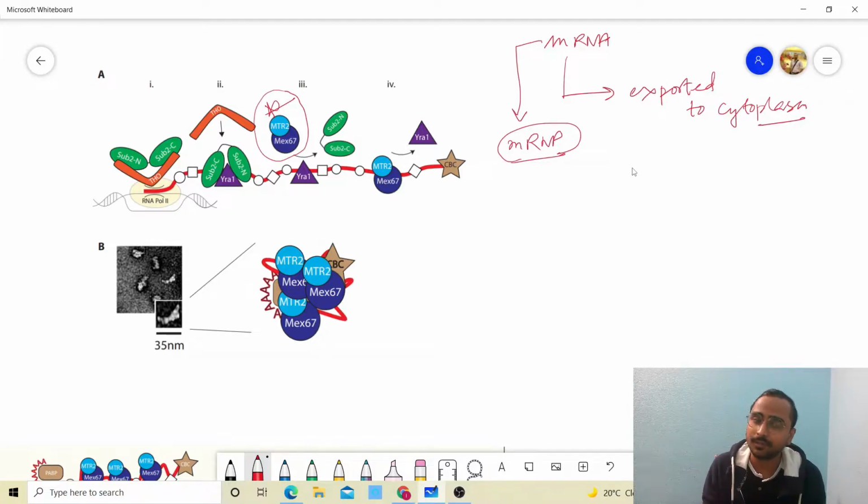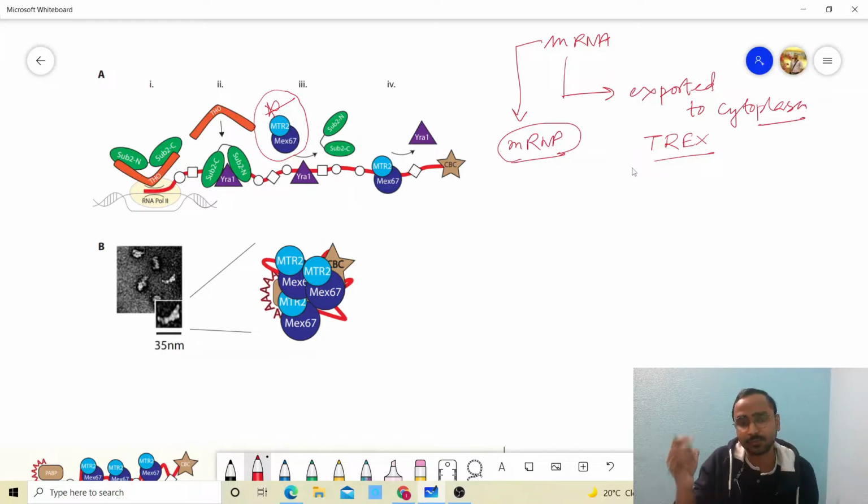At first, we have a complex named TREX. The full name is transcription export complex. If you get a question regarding this topic, they will not ask you about the full name. The TREX, transcription export complex, consists of three proteins. One is Sub2, another one is THO, and YRA1. You don't need to remember the full names of these proteins.